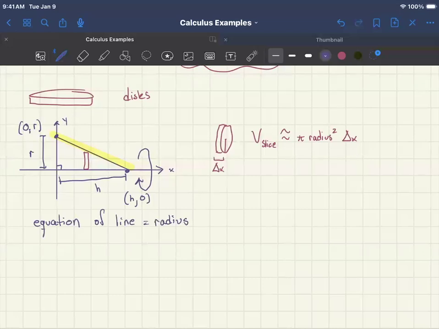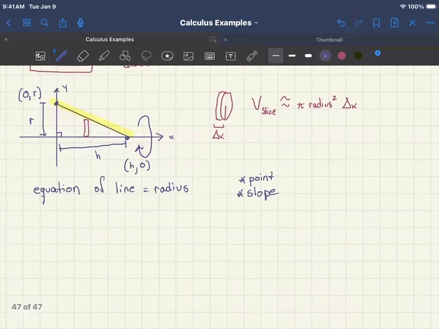Okay, and to get the equation of our line, we need a point and we need a slope. So this is stuff that you probably used in pre-calc or college algebra. It may have been a little bit. So we'll just go through this again.